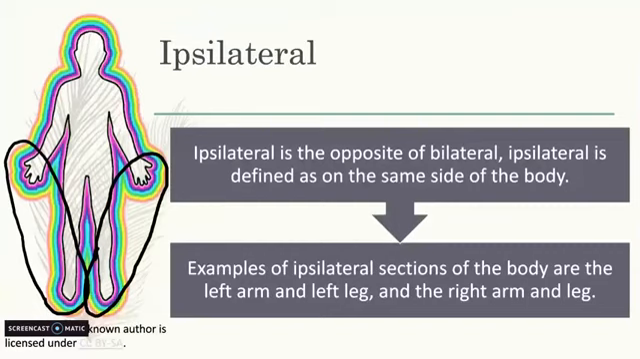Next is ipsilateral. Ipsilateral is the opposite of bilateral. Examples of ipsilateral sections are the left arm and left leg, and the right arm and right leg. Ipsilateral is on the same side of the body.